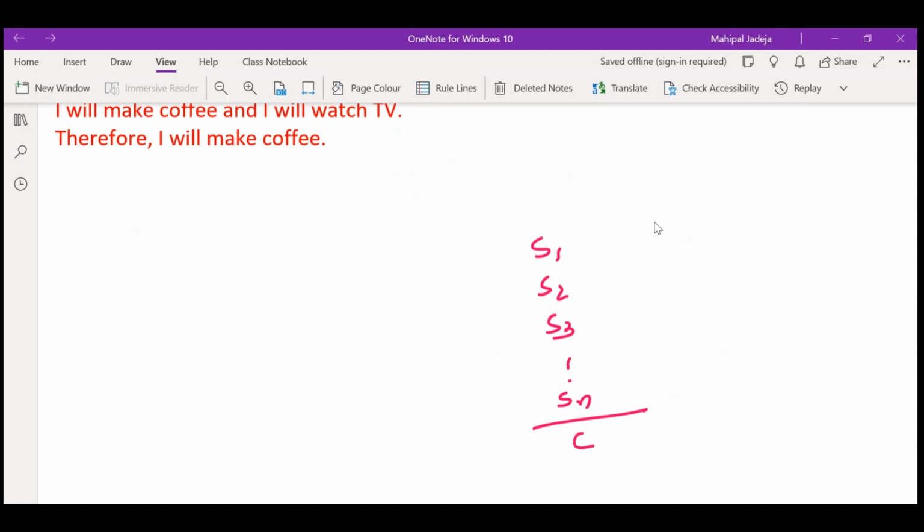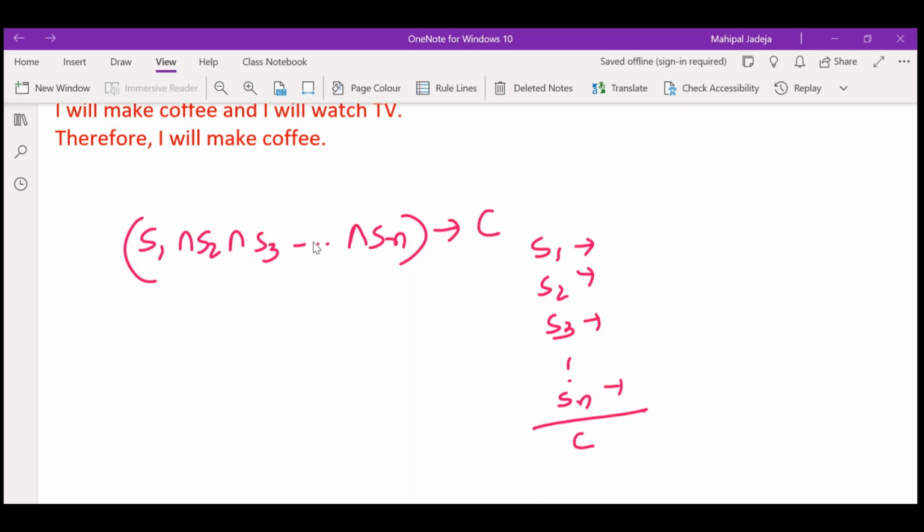Basically, we are assuming that all of these statements are true simultaneously. So that means we are assuming S1 and S2 and S3 up to Sn. And then we are saying that if these statements are true, then statement C is also true. So we are interested in identifying the truth value of this particular implication: S1 and S2 and S3 up to Sn implies C, whether it's a tautology or not. And depending upon that, we will say whether the given argument is valid or not.